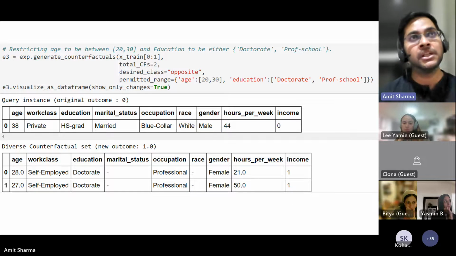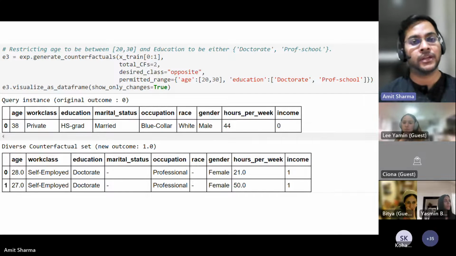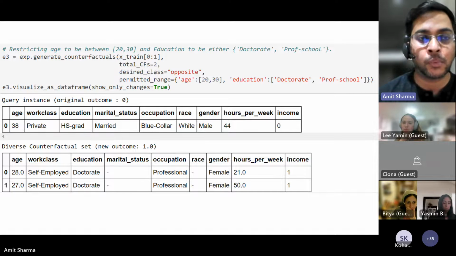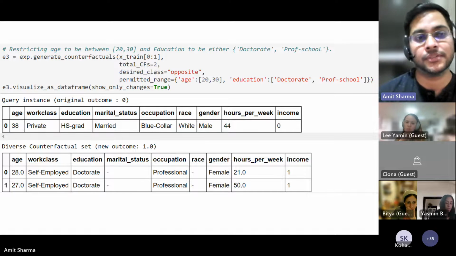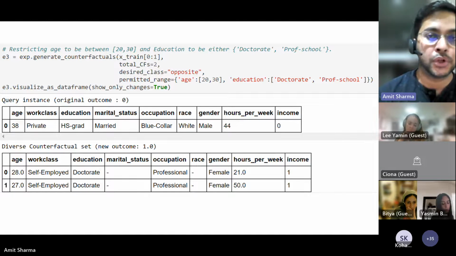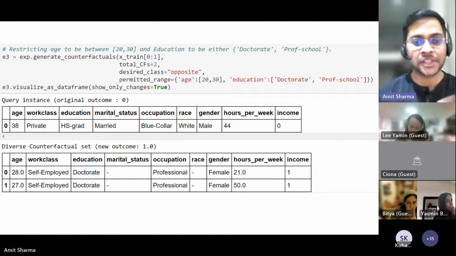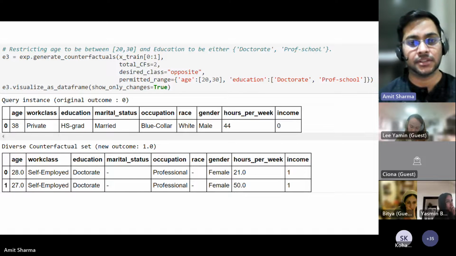As I was talking about earlier, user constraints are really hard. But I think what we've done in the library is the simplest thing possible, where as a user, you can tell us what the reasonable values for features are, right? So you can say, for example, age can only be between 20 and 30. You could also say that education has to be either doctorate or professional school and so on. And so you can just give a permitted range for different features. And if you do that, then the optimization stays within that range.